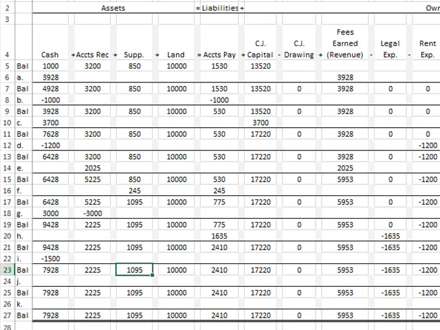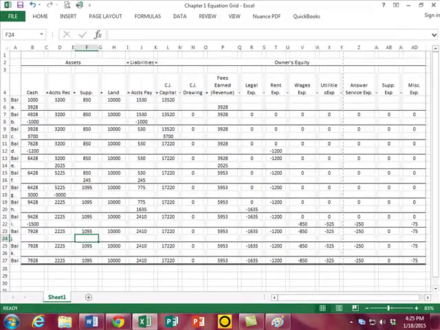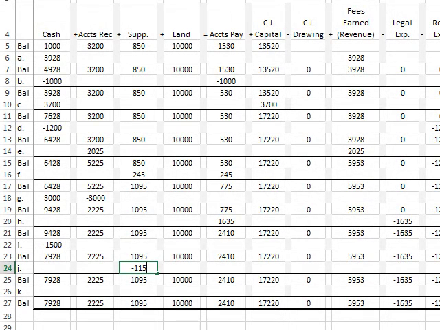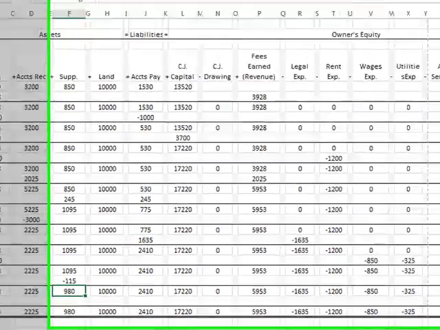$980 in supplies right now. So we need to first reduce the supply account by the amount of money for the supplies that we used, and we're going to write that amount off to supplies expense. So in transaction J, we're going to reduce the supplies account by $115 because that's how much we used, leaving us with a balance of $980 as the transaction indicated.